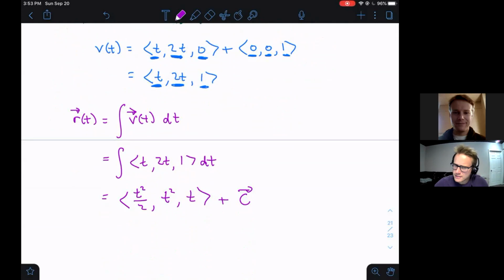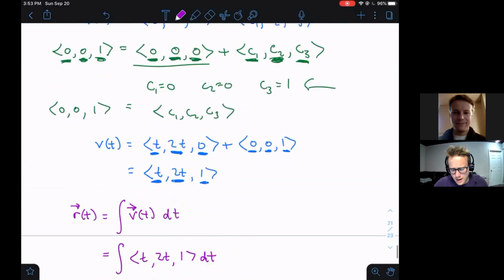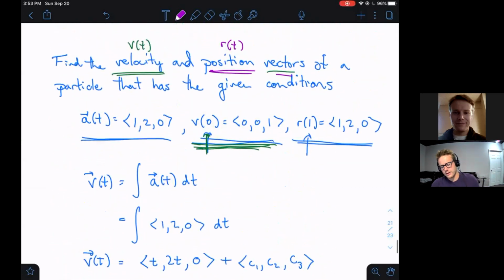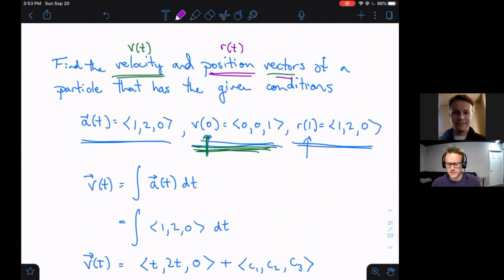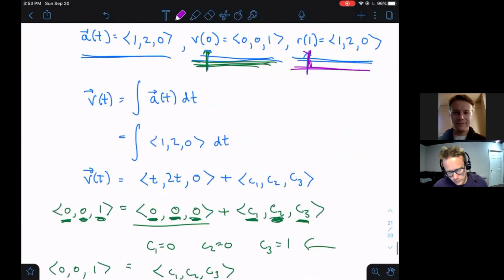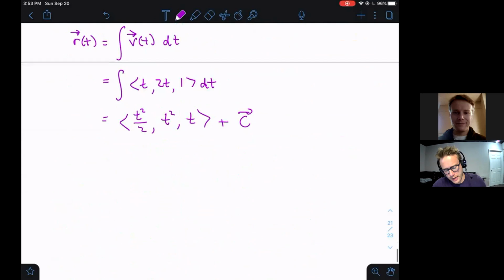All right, but again, this is somewhat unsatisfactory. It's somewhat unsatisfying, right? We want an actual answer out, maybe without these constants, right? And so we need to use this information right here, right? That if you were to plug in 1, then you should get out this vector right here, 1, 2, 0. So the question is, what should those constants be in order to get out 1, 2, 0 when we plug in 1? So let's go ahead and do it. Let's plug in 1. And again, at the end of the day, we want to get out 1, 2, 0 when we plug in 1.